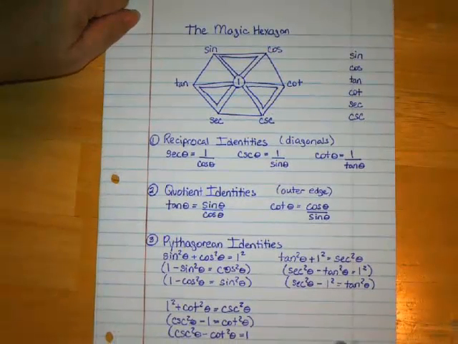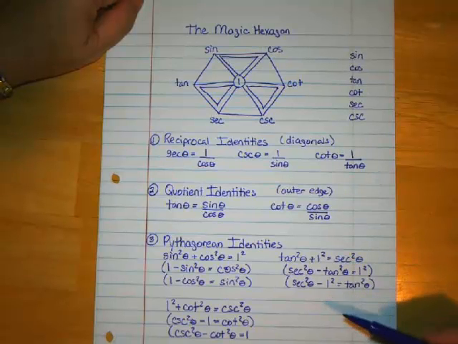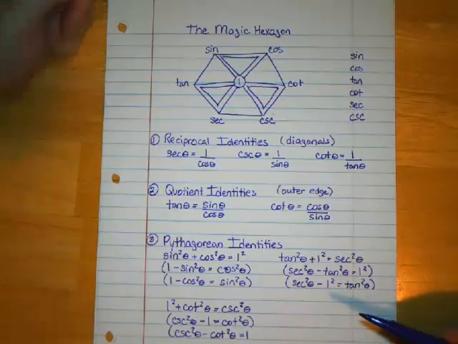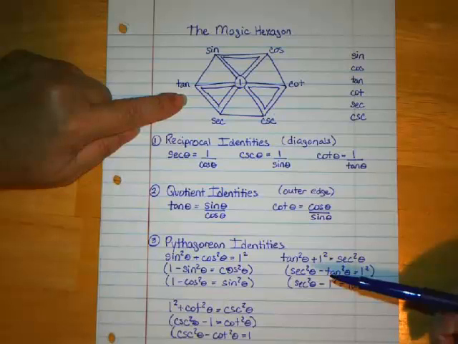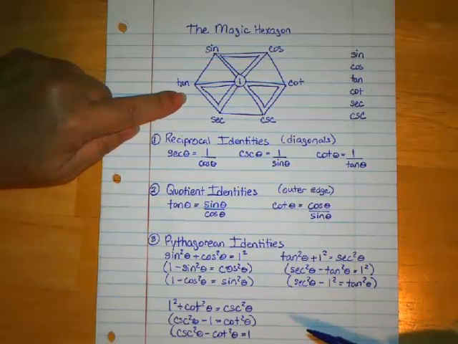And there you have it, the magic hexagon and all of the identities that are embedded with it. There are actually many more. The cofunctions are embedded in it. We didn't talk specifically about those, but these are the main ones that you're going to need for calculus. So anytime you are dealing with an exam where you're having to remember trig functions, if you can just reproduce this drawing, you can recreate these identities.